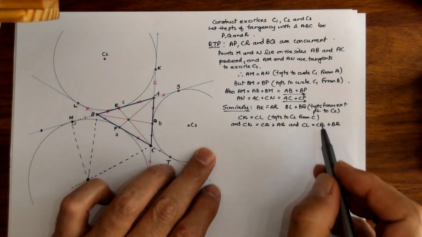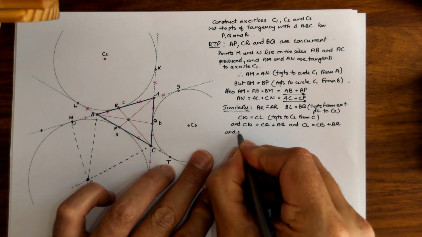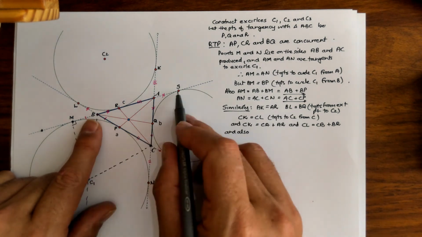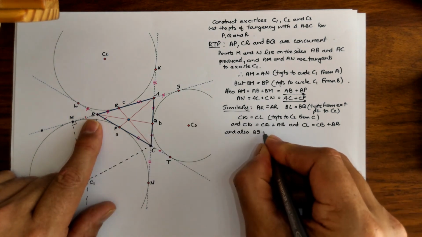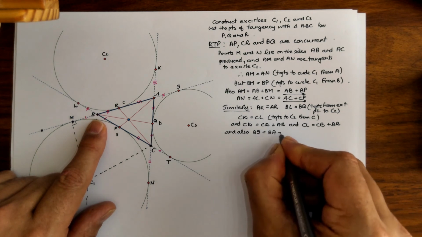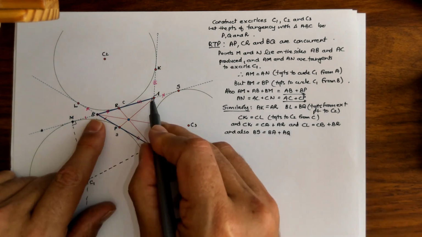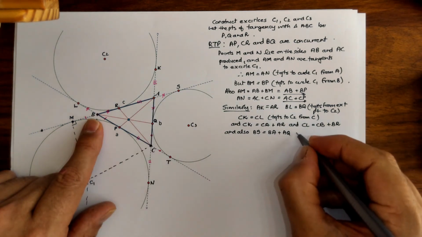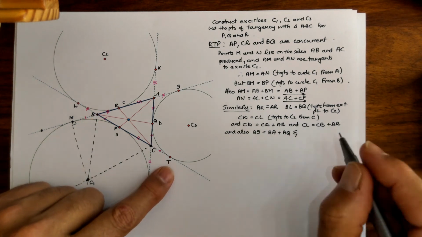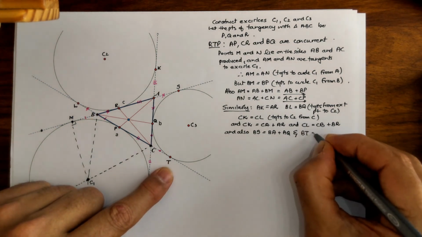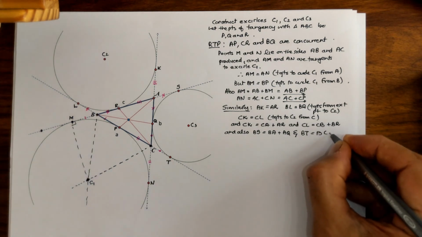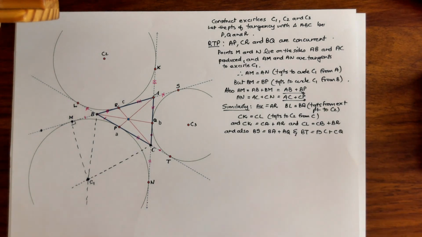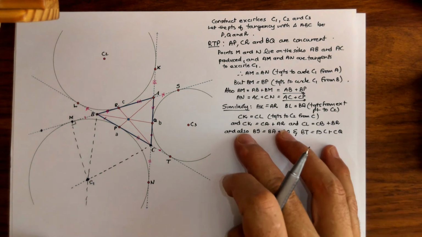So similarly we've seen that, and also we're just going to go for the third one, that BA or BS is equal to BA plus AQ, because AS is equal to AQ, and also that BC or BT is equal to BC plus CQ. So all of that we have found to be true in our proof.